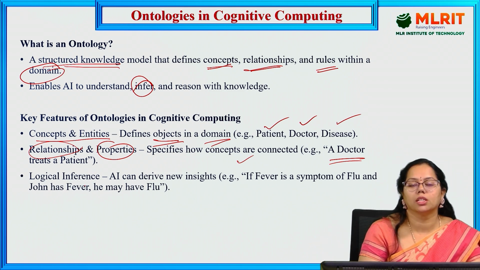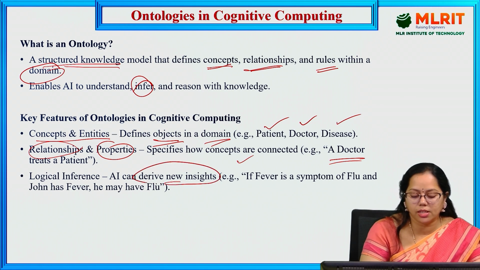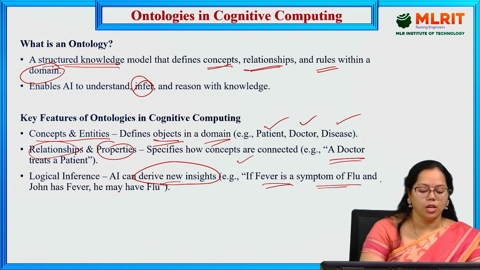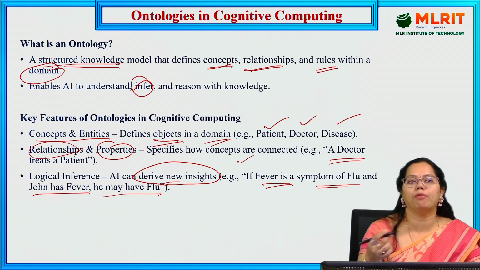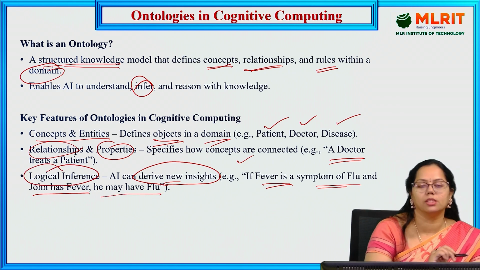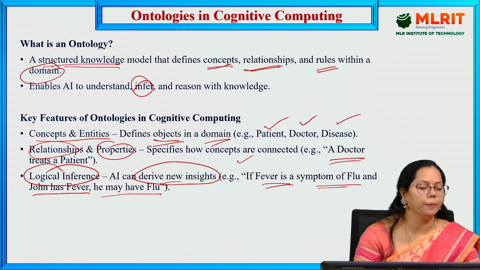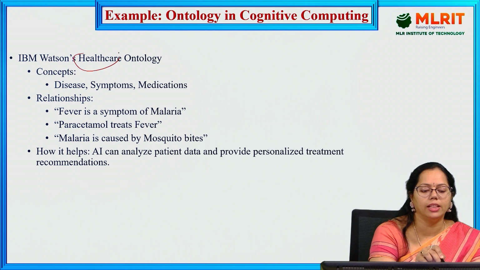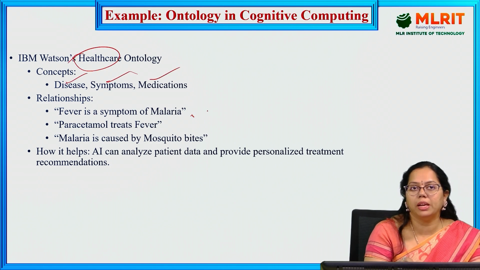Logical inference. Logical inference is it can derive new insights, like if fever is a symptom of flu and John has fever, he may have flu. That's a logical inference. Okay. Next. Now, ontology is also introduced in healthcare, like disease, symptom, medication. Relationship: fever is a symptom of malaria. Paracetamol treats the fever. Malaria is caused by mosquito bite.